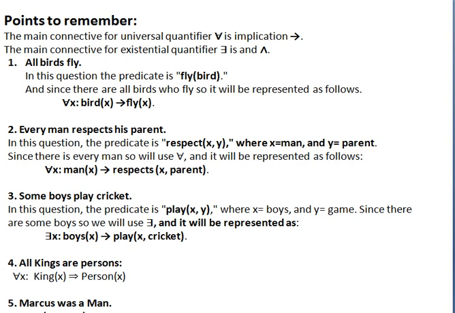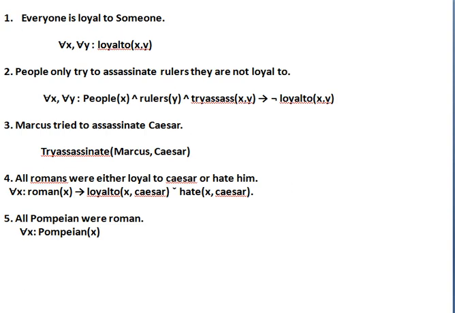There are some more examples. Second is every man respects his parent. Respects is a relationship between man and parents. So we can write in predicate form respect in parenthesis x comma y where x is the man and y is a parent. So we can write for all x, man x implies respect x comma parent x. There are some more examples. Some boys play cricket. All kings are persons. Marcus was a man.